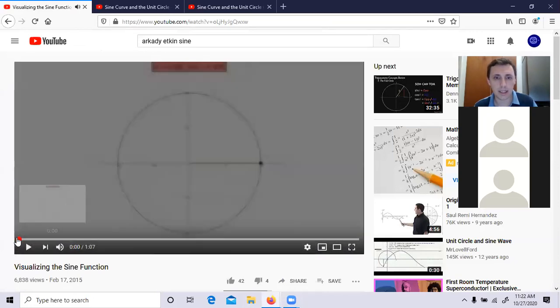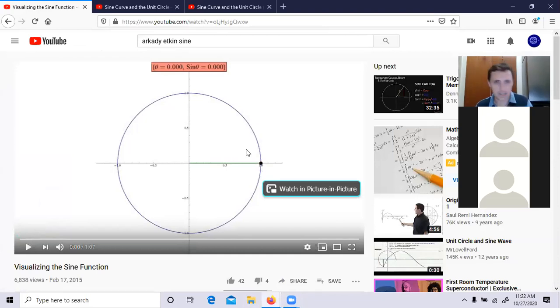Do you see that? How do I know it's 0? It's very simple. I just visualize where the crane is. When the angle is 0, the arc is 0. The crane lies flat on the x-axis. Good? The crane lies flat on the x-axis.